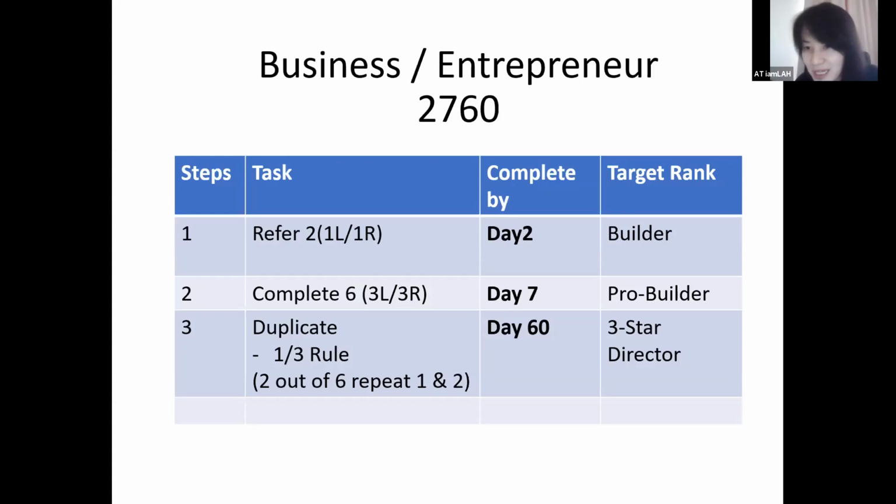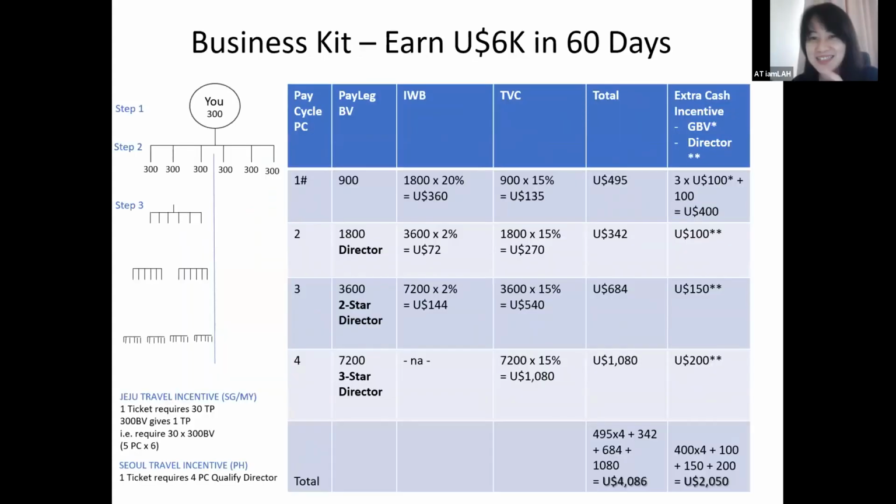So how much do I exactly earn in 60 days? Would you want to know? Nobody wants to know? Andrew, do you want to know or not? 60 days? Yes. Okay, if you go for the business, in 60 days, you earn 6,000 USD. How much? You will earn 6,000 in 60 days.